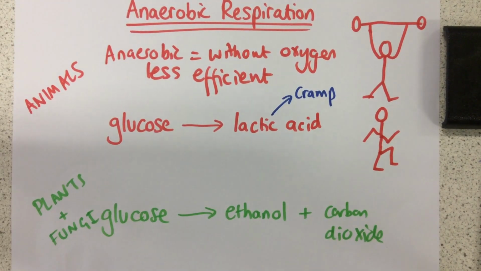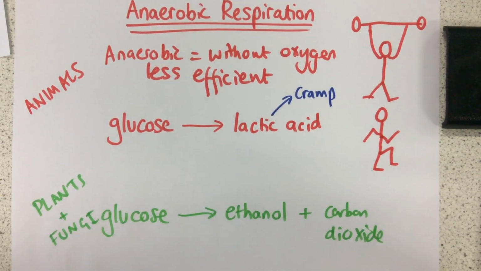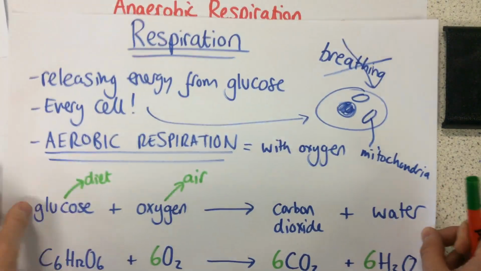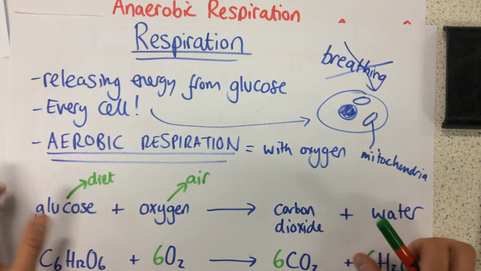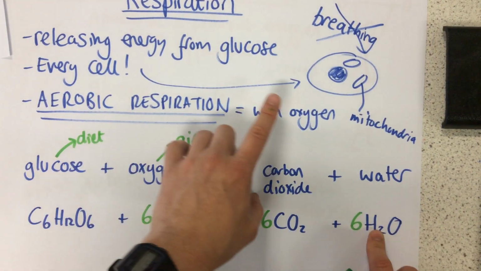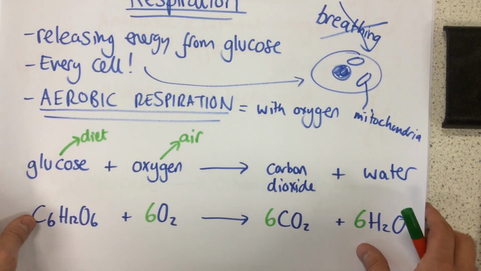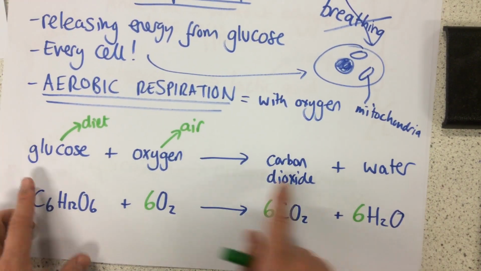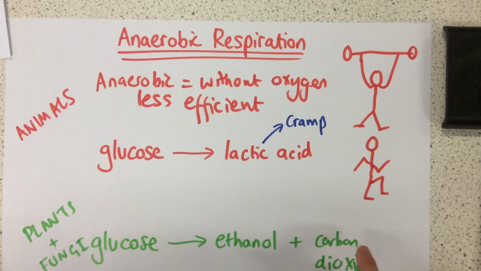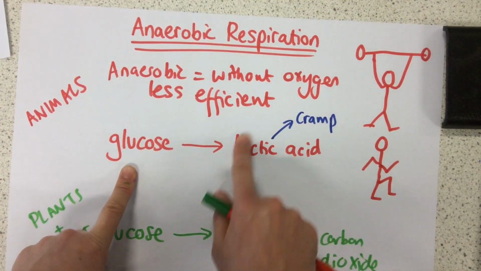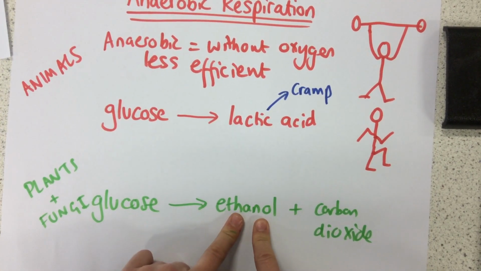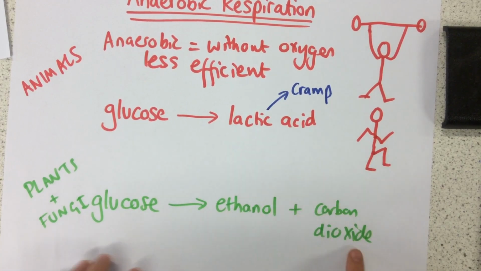So guys, just to summarize, respiration means releasing energy from glucose. It does not mean breathing. It happens in every cell in the body. Aerobic respiration is with oxygen. Anaerobic respiration is without oxygen. Here is the equation for aerobic respiration. Anaerobic respiration in animals causes lactic acid, which can cause cramp. Anaerobic respiration in plants, the products are ethanol and carbon dioxide.